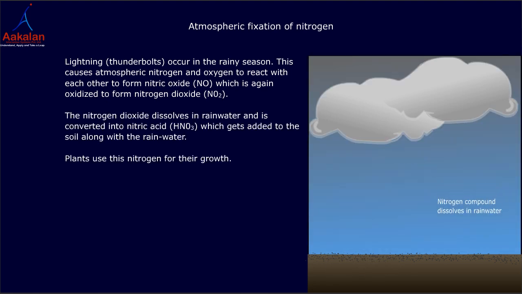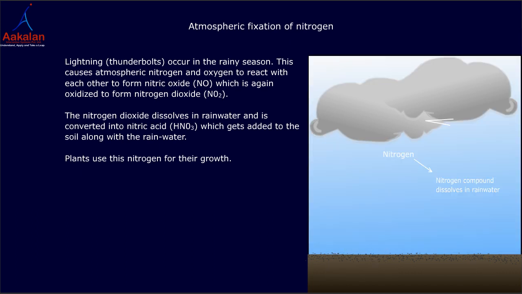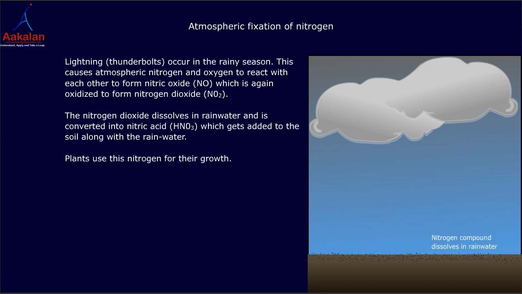The nitrogen dioxide dissolves in rainwater and is converted into nitric acid, HNO3, which gets added to the soil along with the rainwater. Plants use this nitrogen for their growth.